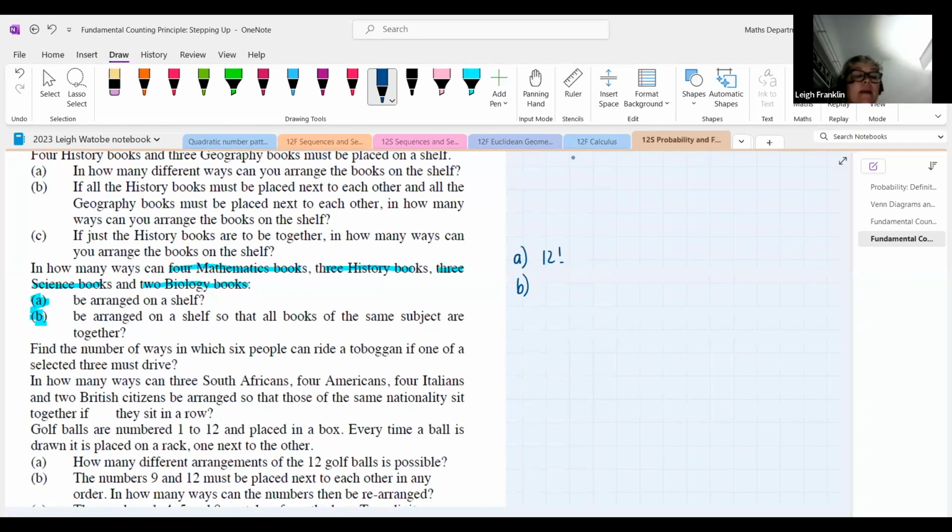Okay. Now they say to us, in how many ways can they be arranged on the shelf so that all the books of the same subject are together? So again, I want you to think about this a little bit, and then you can DM either myself or Yolanda an answer. In how many ways can they be arranged if the subjects have to be together? What do you guys think?